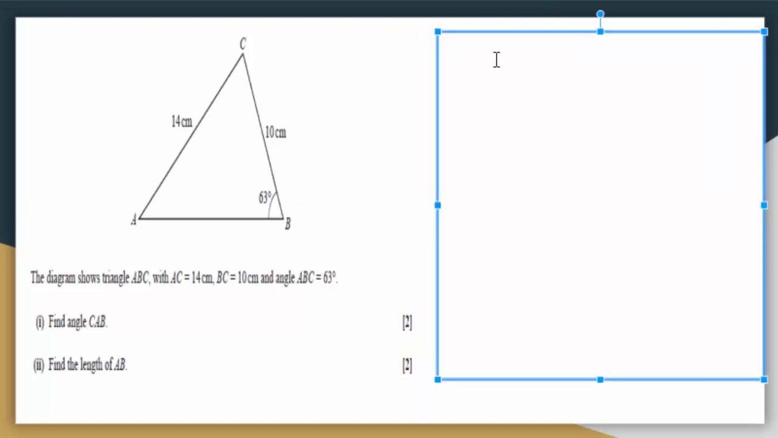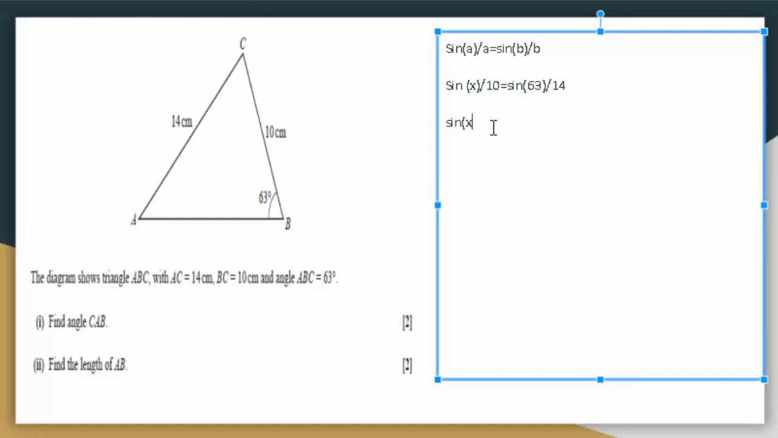Right, okay, so we're trying to find CAB, so we know that we're going to be finding an angle, so we're going to use sine A over a equals sine B over b. And now we will need to substitute in the values. We can call this x, so let's call it x. So sine x over 10 equals sine 63 over 14.